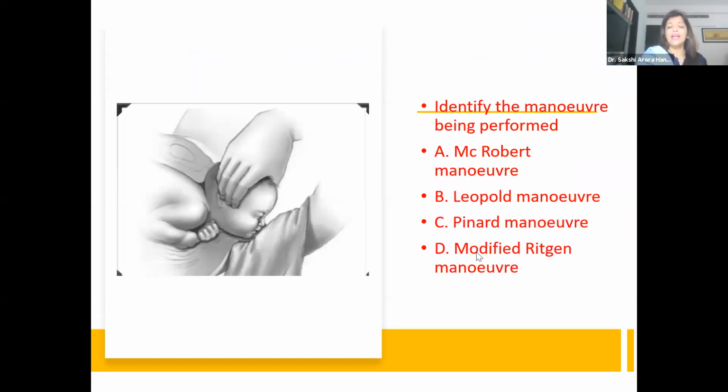Now, the next question is: identify the maneuver which is being performed. Option A, McRoberts maneuver. Option B, Leopold maneuver. Option C, Pinard's maneuver. Option D, modified Ritgen maneuver. Tell which one is being performed. Let me check what people are writing.